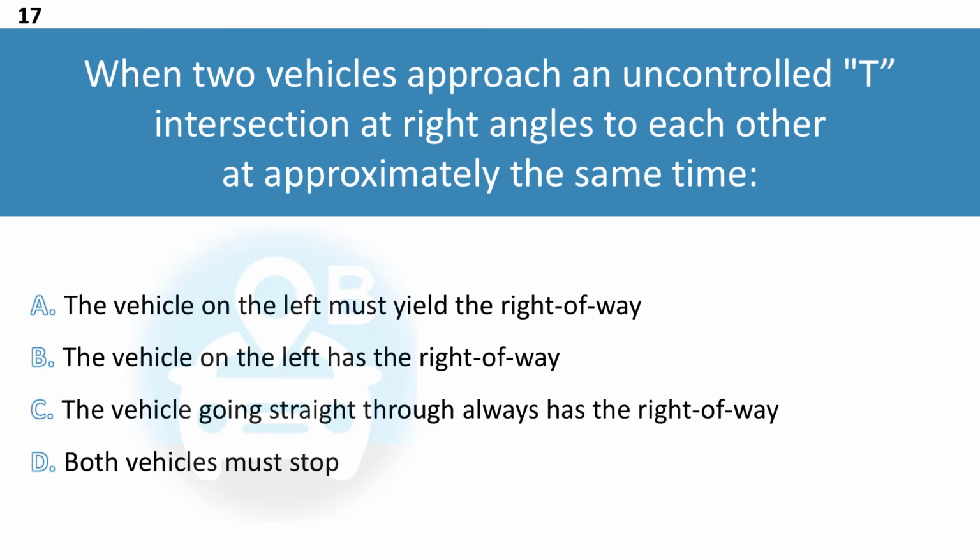When two vehicles approach an uncontrolled T intersection at right angles to each other at approximately the same time: A. The vehicle on the left must yield the right of way. B. The vehicle on the left has the right of way. C. The vehicle going straight through always has the right of way. D. Both vehicles must stop.